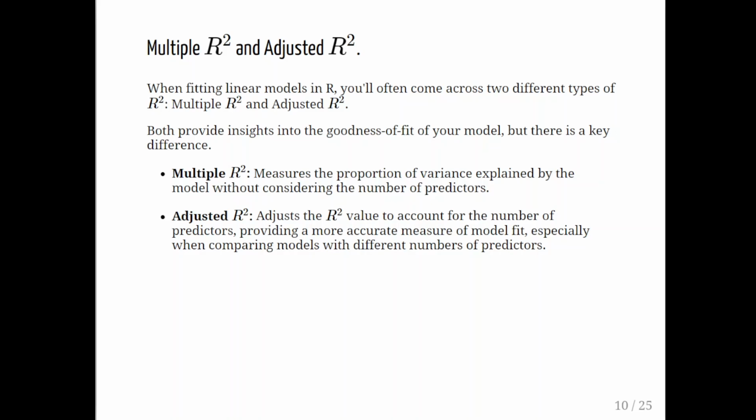So essentially what we're going to be looking at is the output, and we're going to be looking for multiple R-squared and adjusted R-squared. Both provide insights into the goodness of fit of your model, but there's a key difference. Multiple R-squared measures the proportion of variance explained by the model without considering the number of predictors. That's important. Adjusted R-squared adjusts the R-squared value to account for the number of predictors, providing a more accurate measure of model fit, especially when we are comparing models with a different number of predictors. That's going to be the case in this instance.